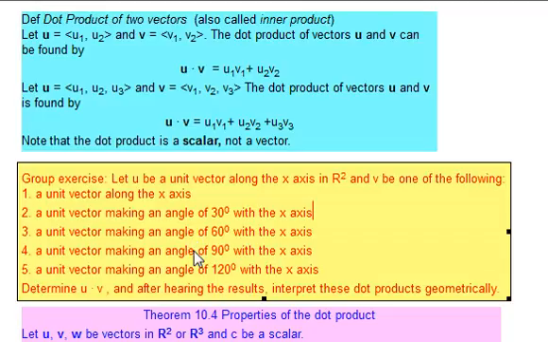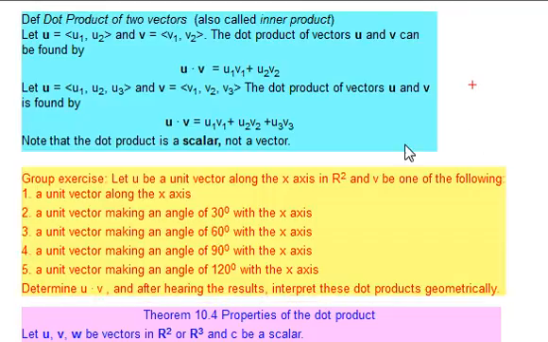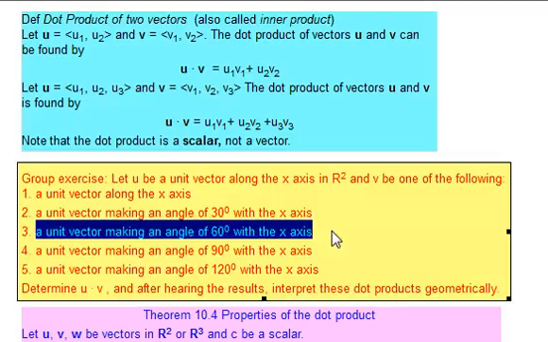A unit vector making an angle of 60 degrees with the x-axis, well, that would be cosine of 60 i plus sine of 60 j. You do know why I'm saying that, because cosine is the x component, and sine is the y component. And that's a unit vector, right? Because sine squared plus cosine squared equals 1. All right, back to our problem. So this would be 1/2.